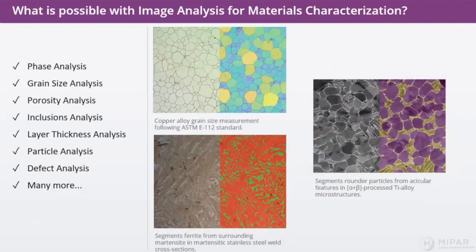We see now that microscopes and imaging techniques in general are quite advanced, all the way from optical microscopes to high resolution micro CT analysis. We have lots of data, but processing those data effectively in a precise and accurate way is where image analysis comes in. If we look at some of the applications in material science, we can quantify phase analysis, grain size analysis, following different industrial standards like ASTM E1112 in this case, porosity, inclusions, layer thickness, fibers, particles, defects, and a lot more.